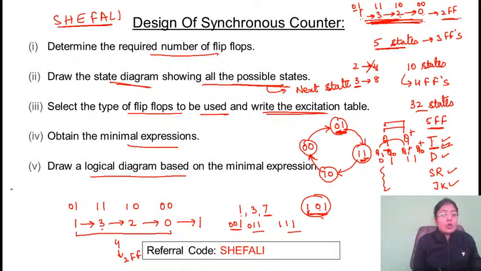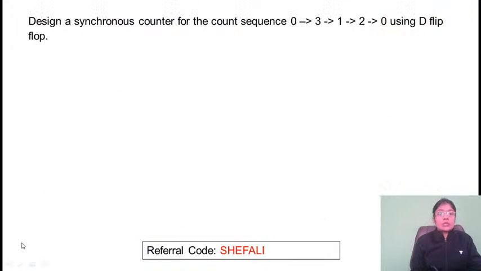कैसे याद रख सकते हो? It is nothing but SNEC BD. What does SNEC BD stand for? SNEC stands for state diagram. Okay, let me write this on the next slide.